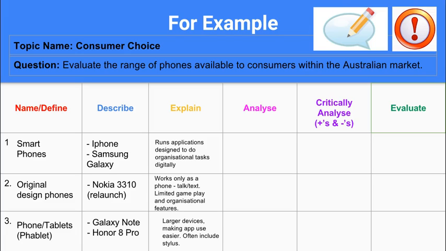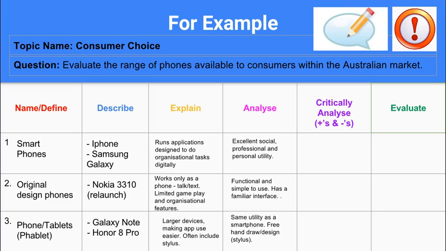Now we get to the more difficult section of the table, and we start by analysing. So look back at that slide that we saw before with the different definitions of what analyse is. Do your analysis on the smartphones, original design phones and phablets, and then we'll have a look at what we've got on the screen. Now that you've done that, we can have a look at the analysis provided for us here.